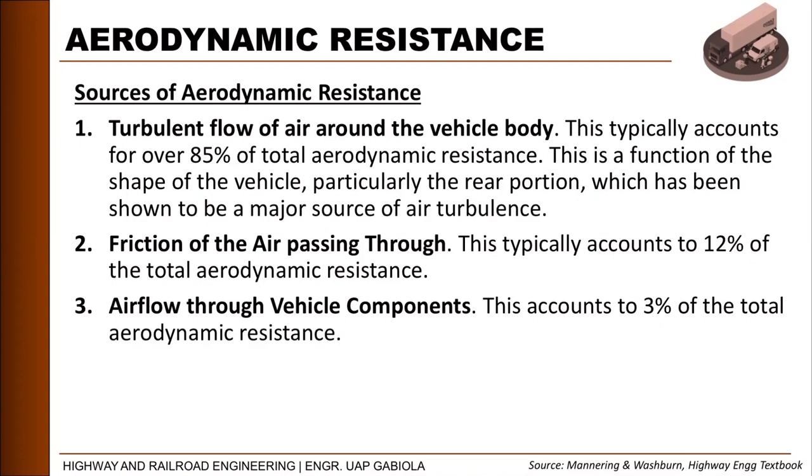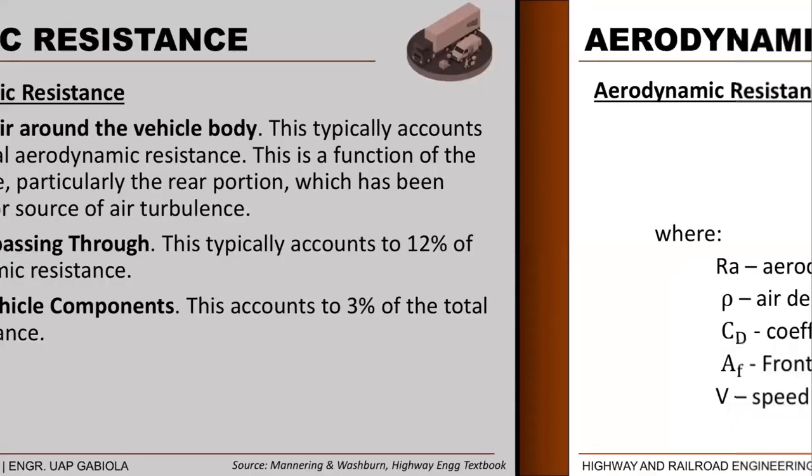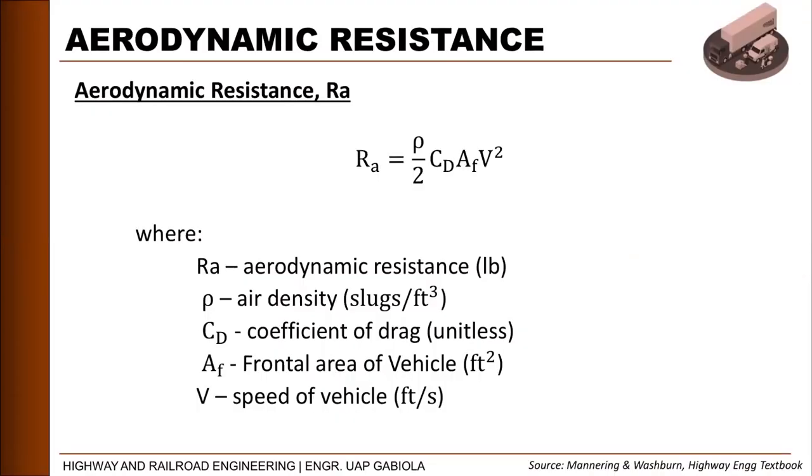Okay? So, to get the formula for aerodynamic resistance, ito daw yung gagamitin. We have RA is equals to rho, or yung nakikita nyong parang letter P, over 2 times CD times AF times velocity squared. So, si RA is yung ating aerodynamic resistance. Since that is in force, dapat masanay na tayo sa between English units and metric units. Ito English 'yan, so pwede din siya maging Newton for metric.